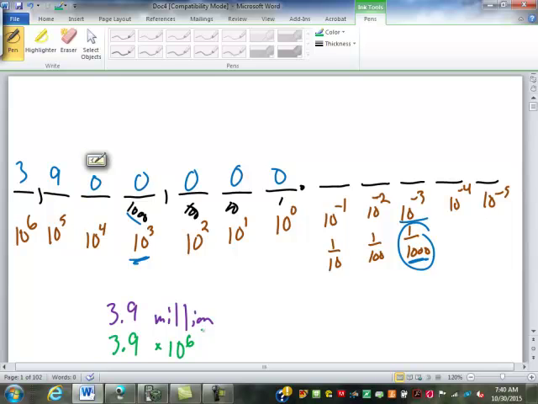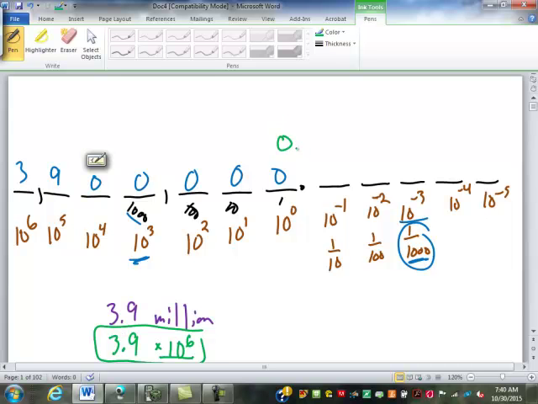And some of you might be recognizing that as scientific notation. And that's all that scientific notation is: naming the first digit, the first non-zero digit, naming its place value as the power of 10, and then putting the decimal point after that digit.